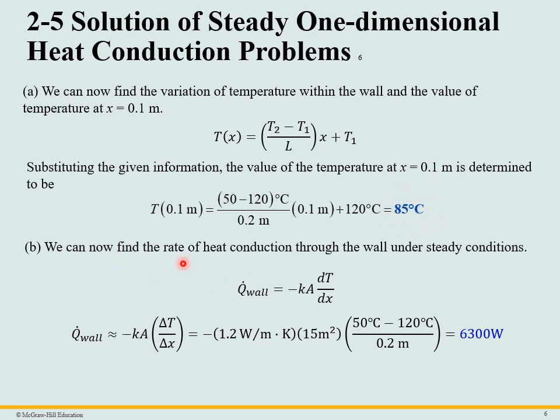We're also asked to find the rate of heat conduction through the wall under steady state conditions. So here we have the equation. Heat conduction rate is minus kA dT/dx. We could take a derivative here and plug in, but this is approximately delta T over delta x. K is given, the area of the wall is given, because we know the dimensions. Delta T is 50 minus 120 degrees C. Delta x is 0.2, so we can calculate that to be 6,300 watts.